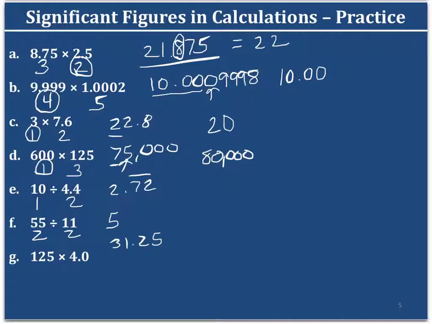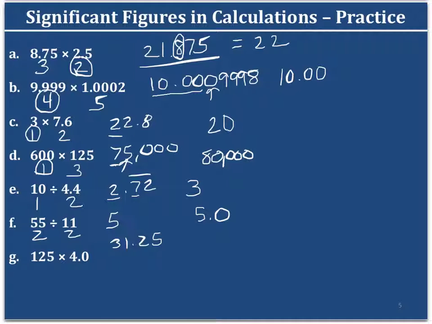E, we have 1 sig fig, 2 sig figs. We get 2.72 repeating, so we're going to round just to one number. So this number is 5 or greater, so it's going to round up to 3. Now, this next one is kind of an interesting situation here. We have 2 sig figs, 2 sig figs. Our answer comes out exactly to 5. So rather than just writing 5, we're just going to add on 0.0 in order to keep 2 sig figs.